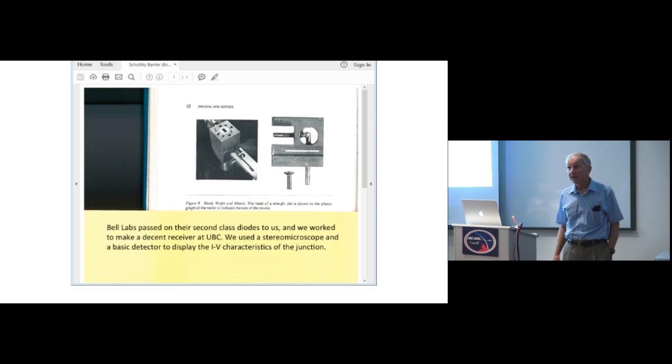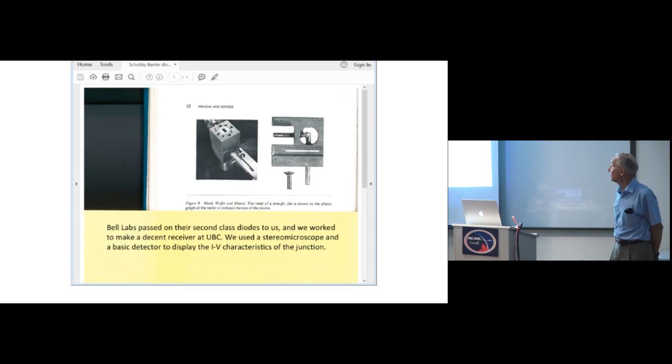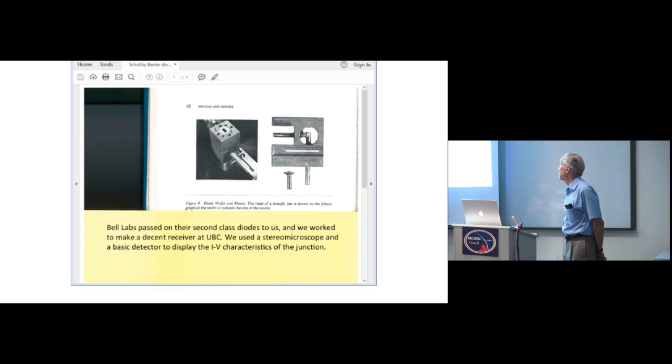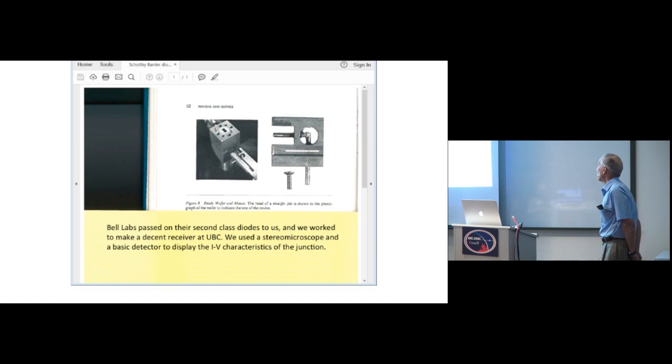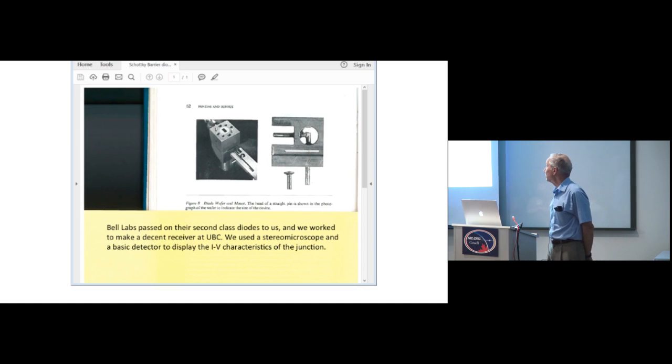Receiver technology at that time was, of course, the first element in the receiver was a mixer, and Schottky barrier diode mixers were used, and this was one, the first one we developed was at room temperature. We had Bell Labs as the source; only a few people in the world, I think, were really making good diodes anyway, and good mixers at the time. Some of the people were at Bell Labs, and they passed on their sort of second-class diodes to us. And we worked with those to try and make a decent receiver at UBC.